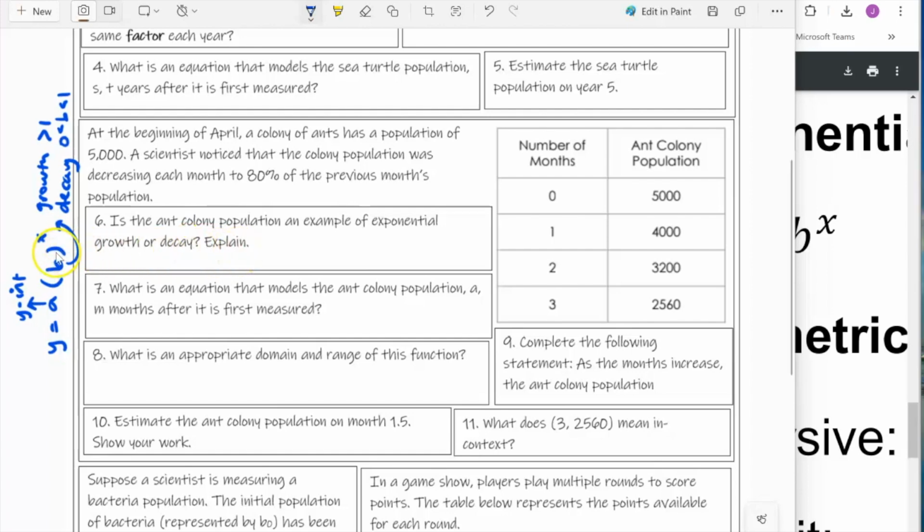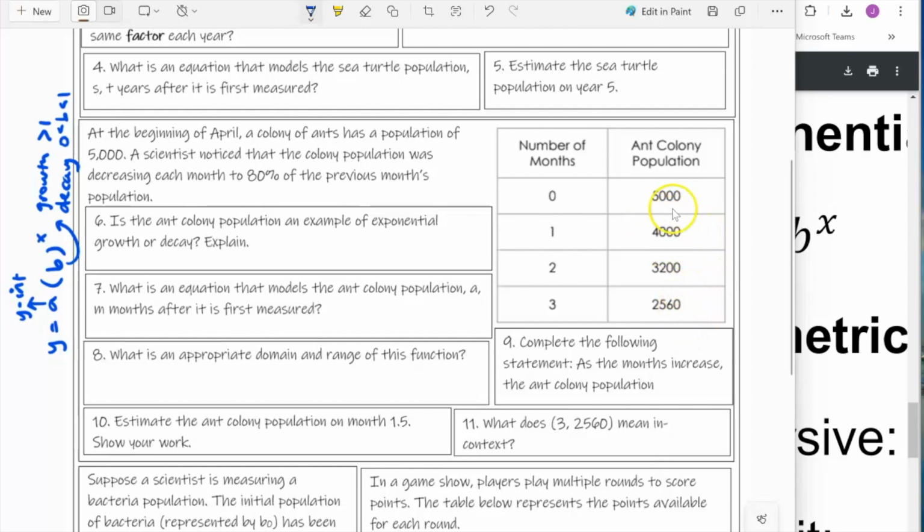Okay, so I just need to know, is my b growth, greater than 1, or decay, between 0 and 1? Well, how do I calculate b? Well, we can look at the table because they give us a table. What do you notice about the numbers? They're decreasing, right? So if I know for sure that this is an exponential function, then I can say this is decay. But I don't know for sure that it's an exponential function until I find that b is the same each time. So how do I find what b is?